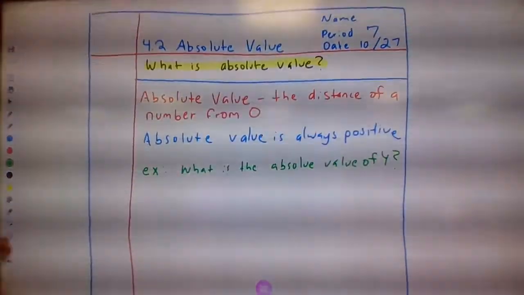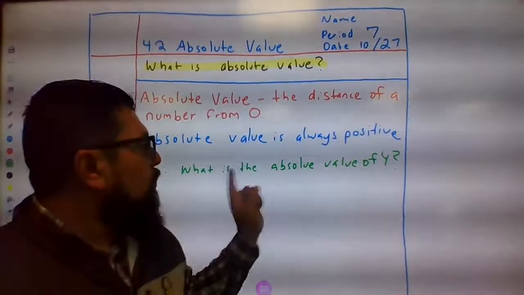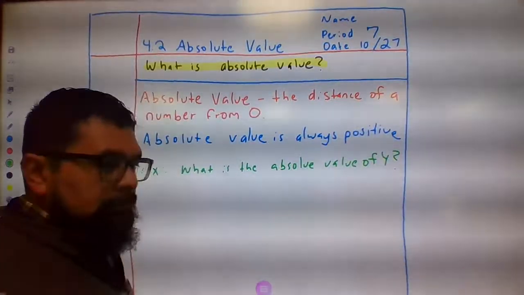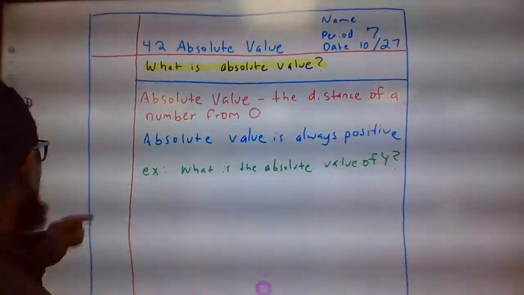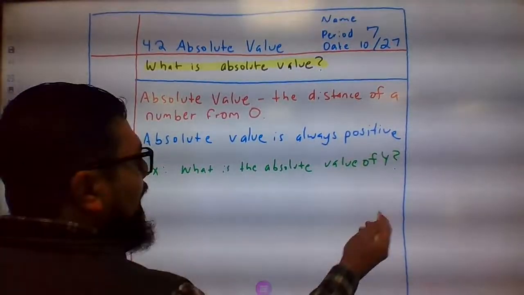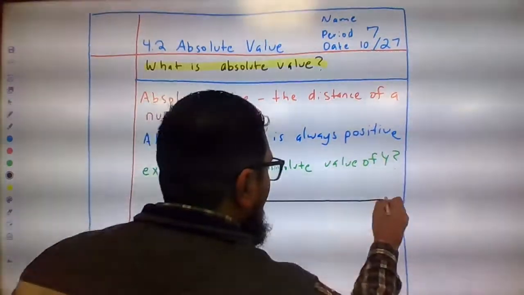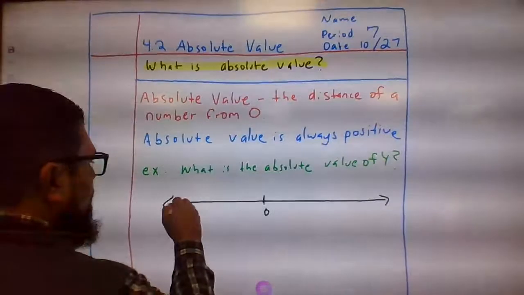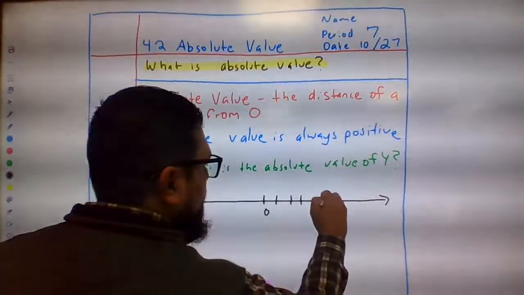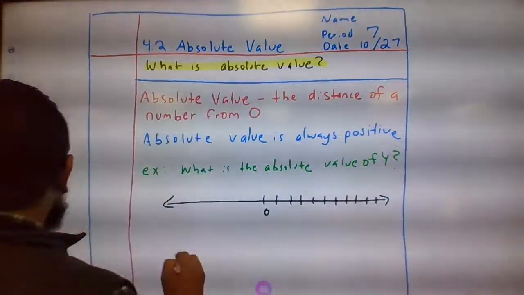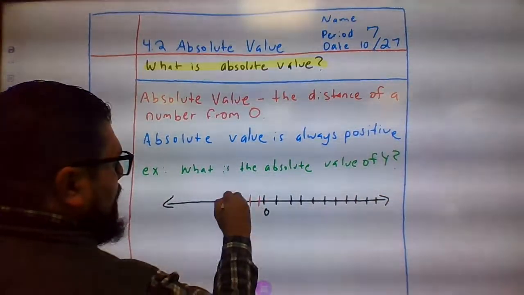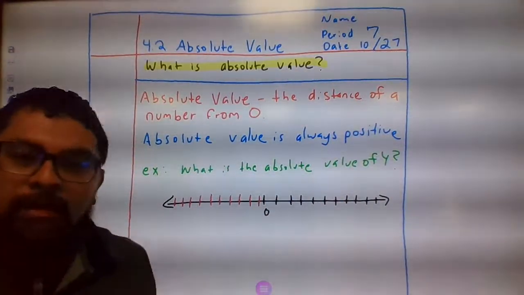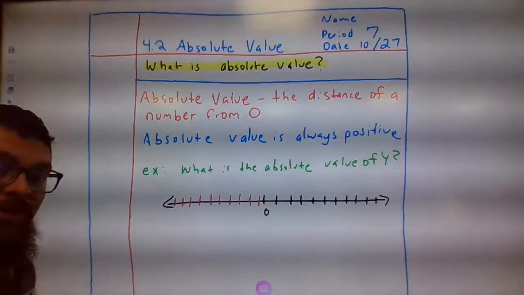So here's our first example. What is the absolute value of 4? Let's draw a number line. Here is 0. And then let's mark them: 1, 2, 3, 4, 5, 6, 7, 8, 9, 10. We've already drawn these, so you should be more familiar with them, okay? Make sure you're neat, guys.